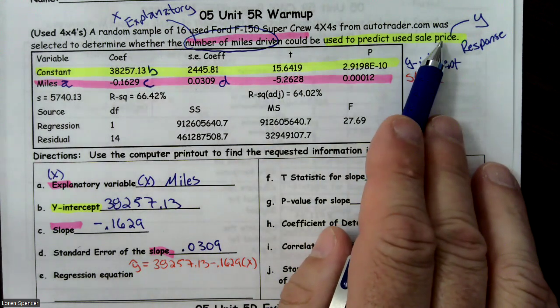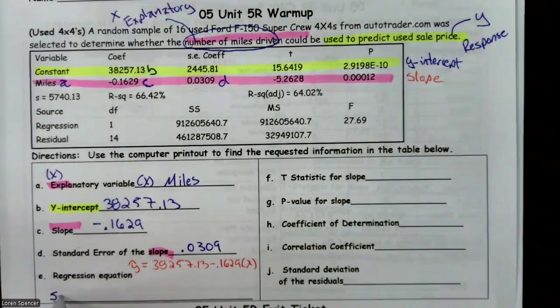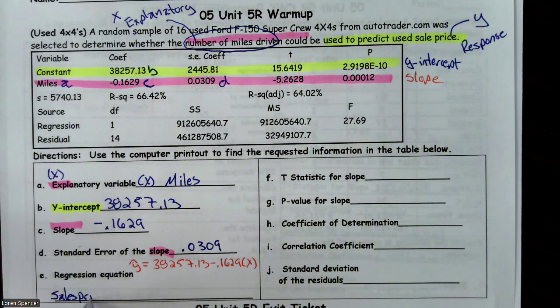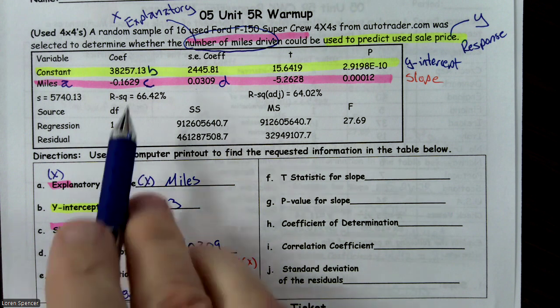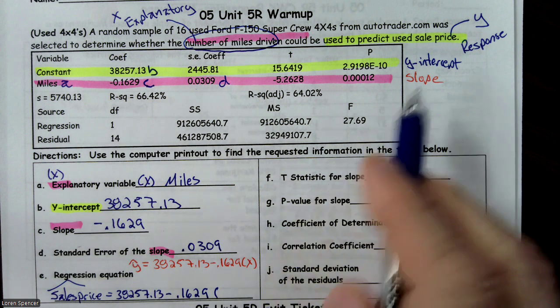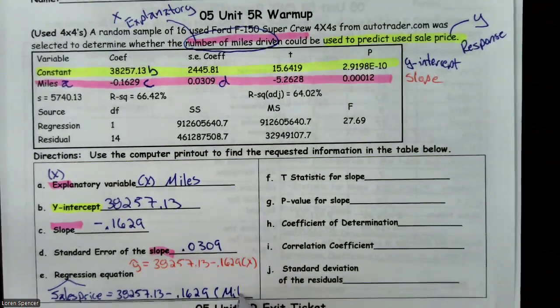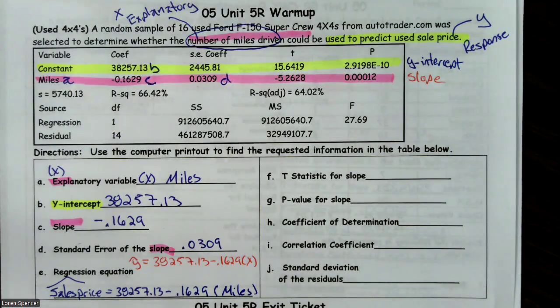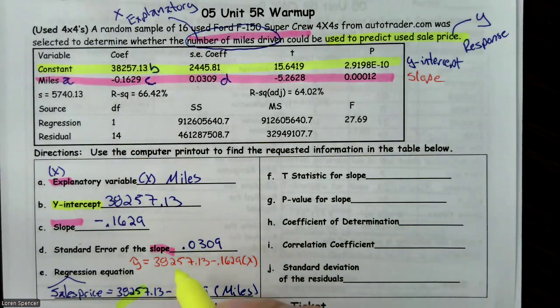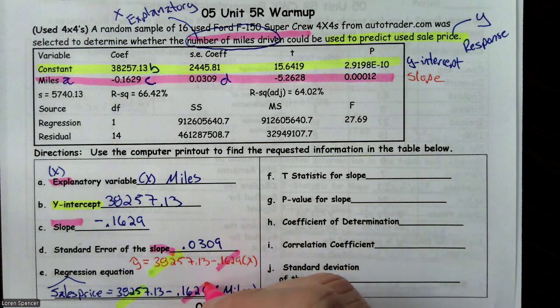Now, to eliminate defining the variables, we can write it this way. We know our response variable is sales price, so we'll put sales price with a hat equals 38,257.13, that's our y-intercept, minus 0.1629, and we need our x variable, which we said up here was miles. So real quickly, that's our y-intercept, and this right here is our slope.